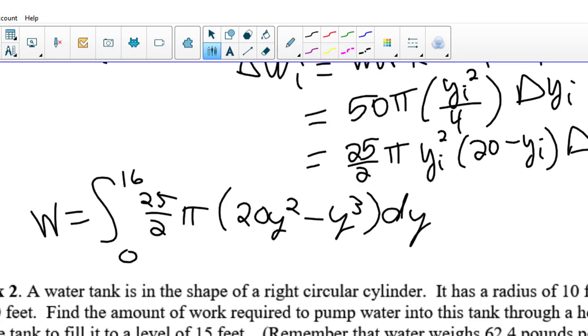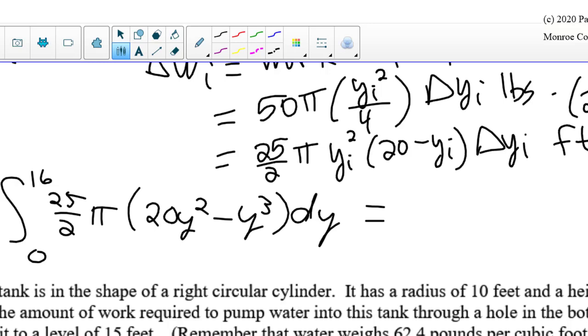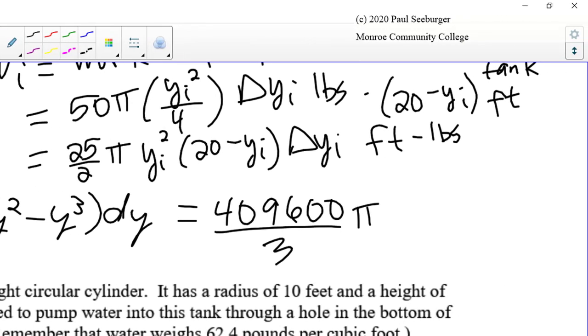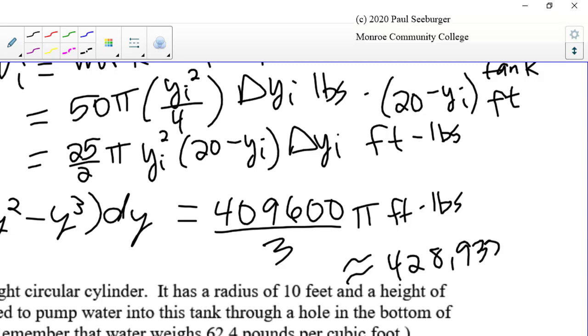I suppose I'll just tell you what this equals because it's not too hard to do the integration steps. We end up with exactly 409,600 over 3 pi foot-pounds, or approximately 428,932 foot-pounds. So that gives us a sense to be able to compare what you're getting when you do a couple of these different ways.